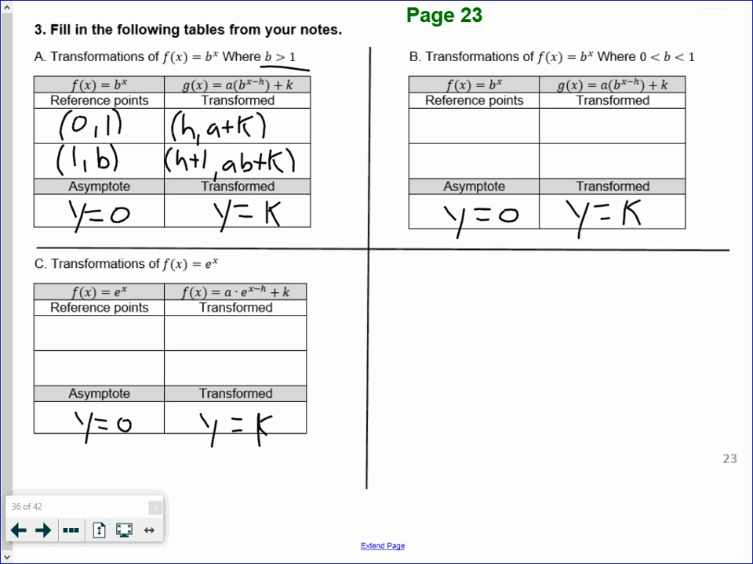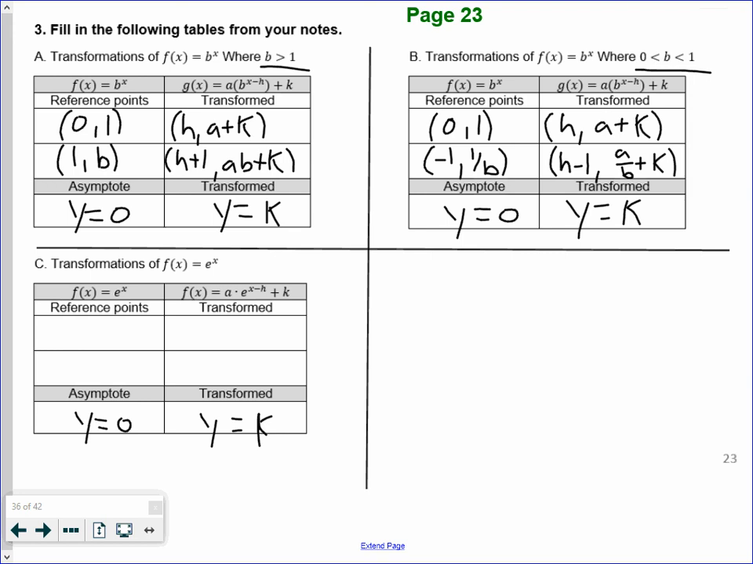All right, so for B now, transformations of f of x equals b to the x, when b is between 0 and 1, or in other words, it's a decay function. Our reference points here are (0, 1) and (-1, 1/b). So for the transform point of (0, 1), that's going to be (h, a + k). For (-1, 1/b), that's (h - 1, a/b + k).